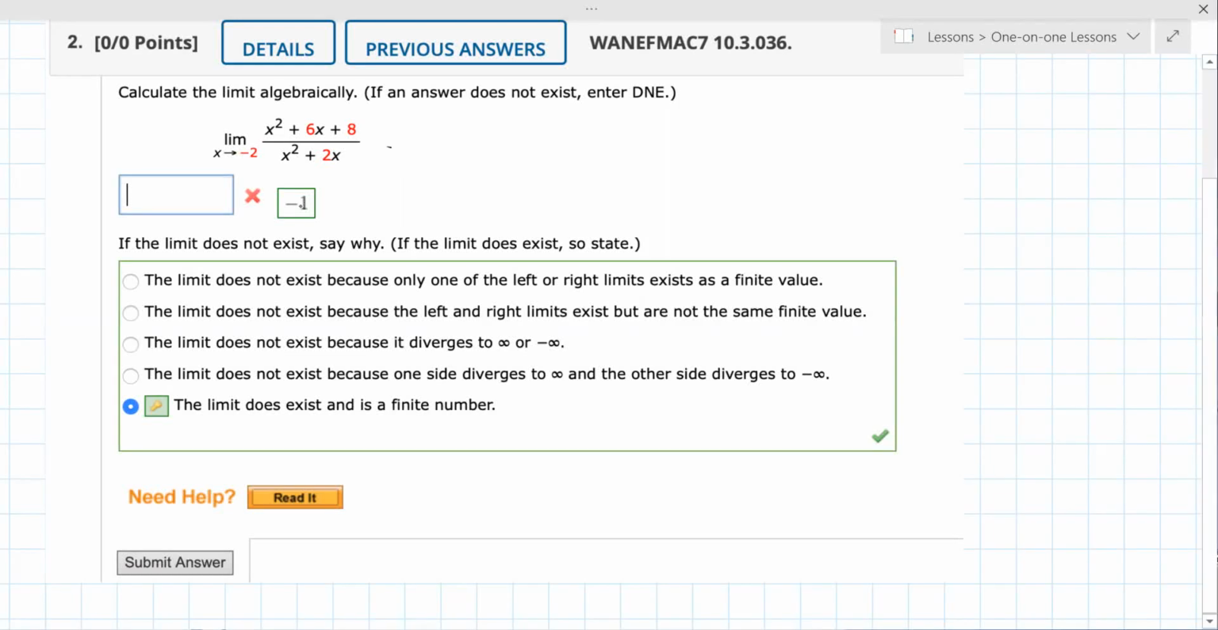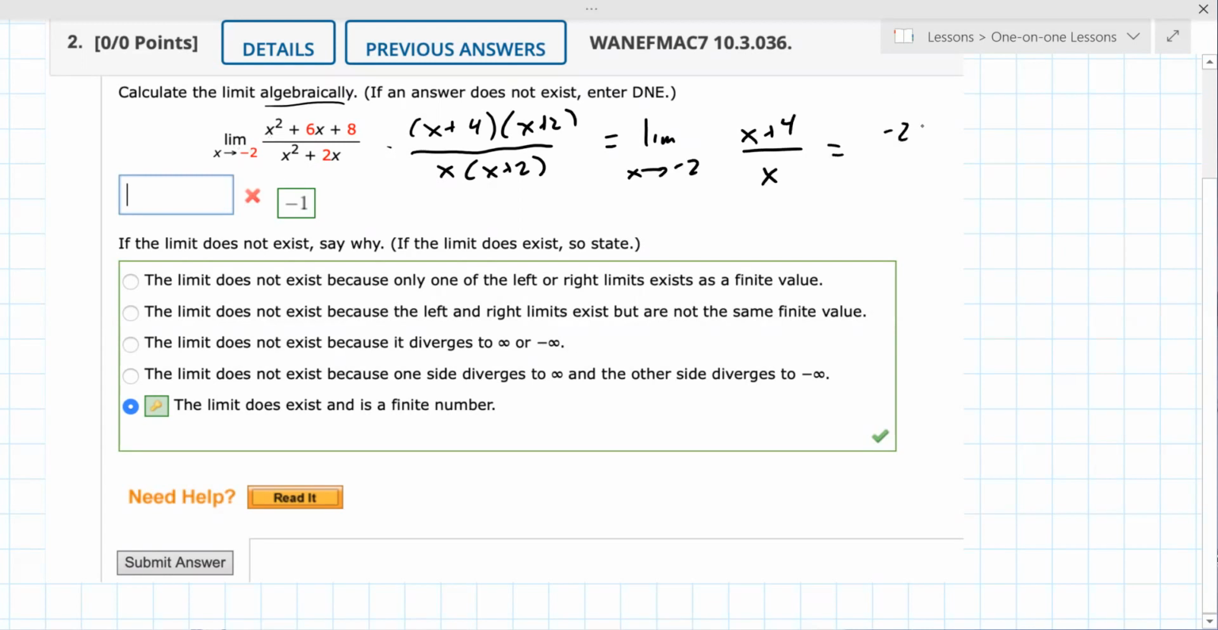Algebraically, the short of it is if you put -2 into the top or the bottom, you either get 0 over 0 or 0 on the bottom. Most likely it's 0 over 0. So then you have to factor the top. The top becomes x plus 4, x plus 2. And when you factor the bottom, it's x over x plus 2. So those cancel, and you get the limit as x approaches -2 of what's left over, x plus 4 over x. And that's where you put that -2 in.